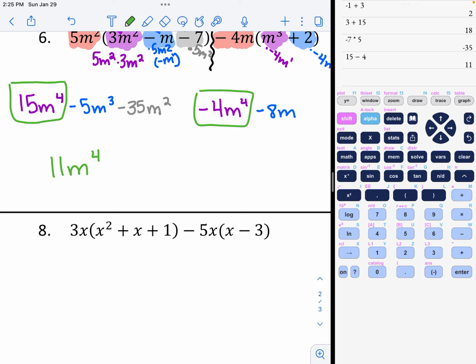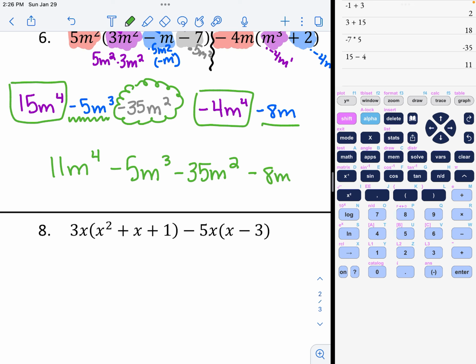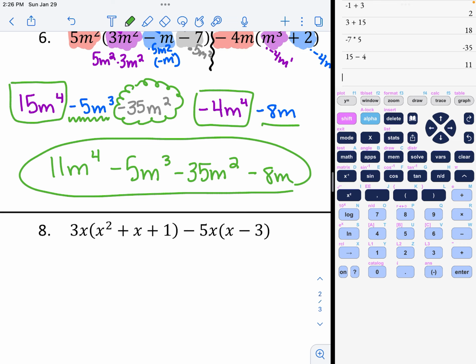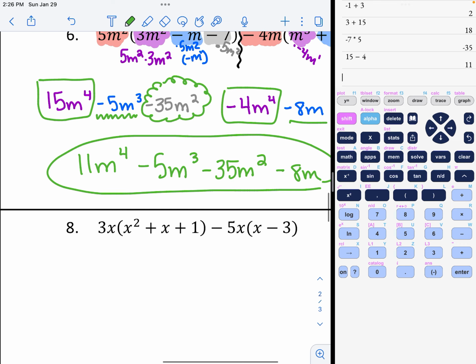Now let's see here. I have a minus 5m3, and that's the only one that has m3. So he's just going to hop right here. Now I have a minus 35m squared. He's the only m squared, so he's just going to plop down. And then last I have a minus 8m in the back. And that is the end. I can't combine anything else because they have different exponents.